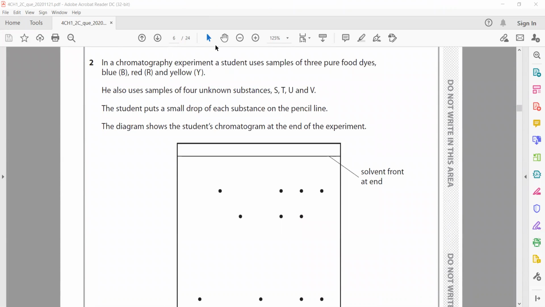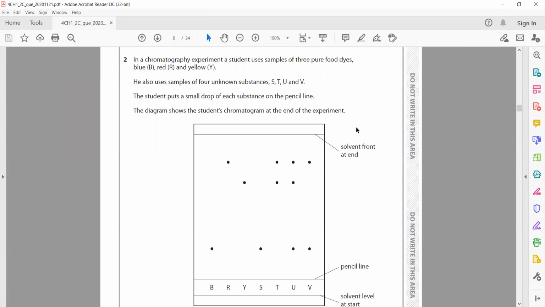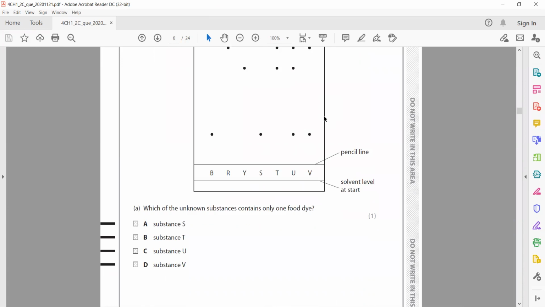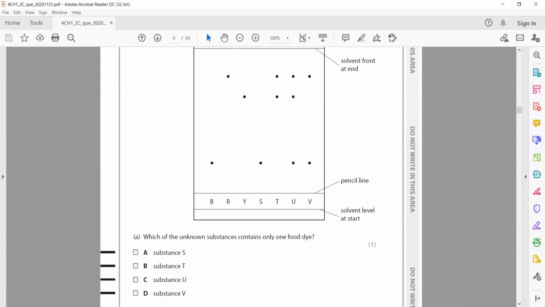In a chromatography experiment, a student uses samples of 3 pure food dyes: blue, red, and yellow. He also uses samples of 4 unknown substances, S, T, U, and V. The student puts a small drop of each substance on the pencil line. The diagram shows the student's chromatogram at the end of the experiment. Which of the unknown substances contain only one food dye? So how can you identify?